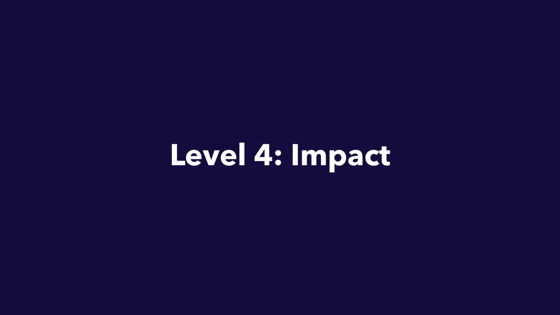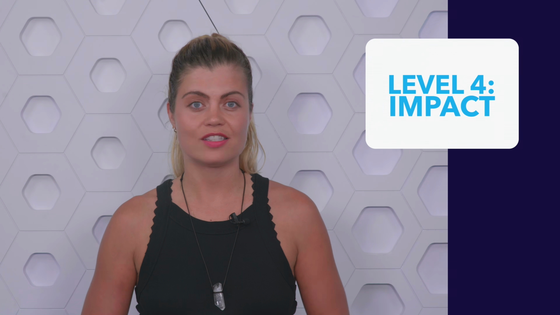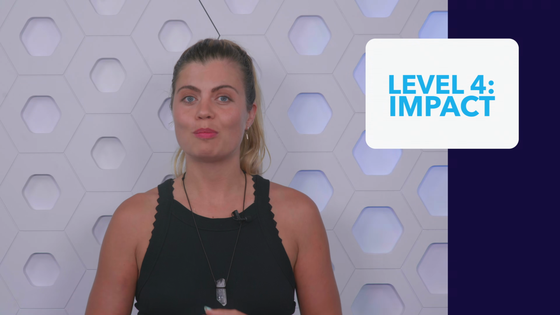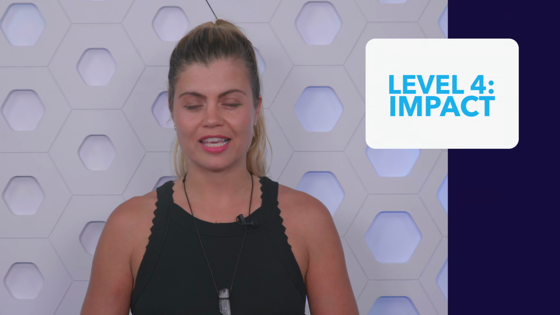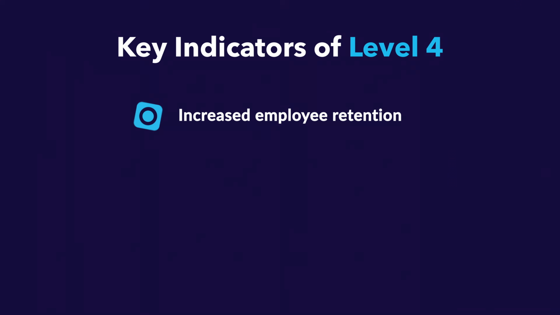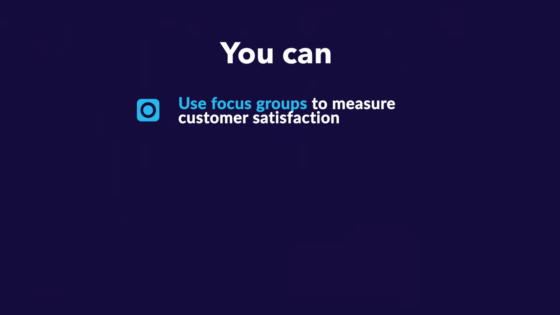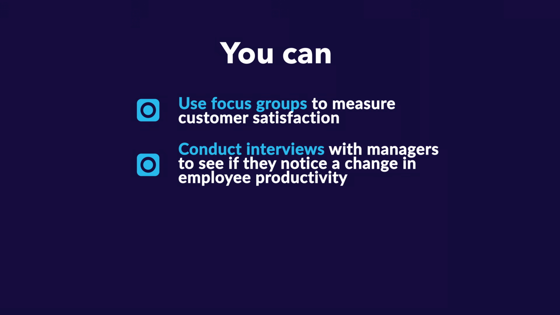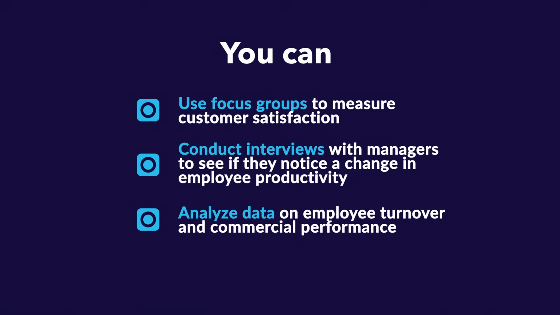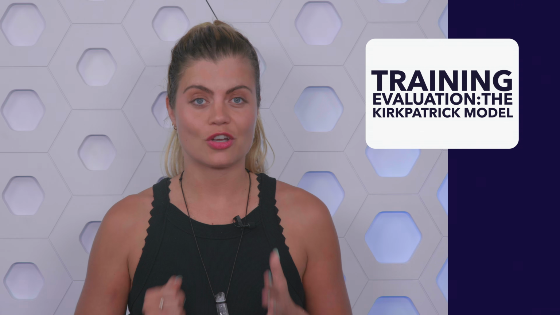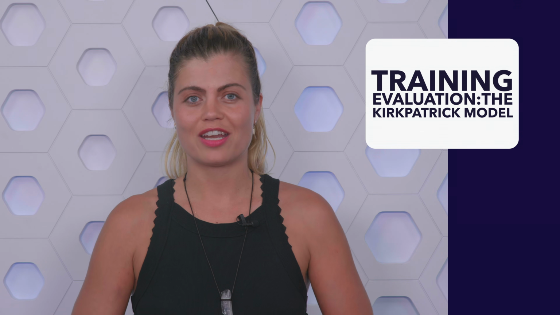Level 4, impact. The goal of the final stage is to measure your training's impact on business results. You need to look for key indicators such as increased employee retention, higher productivity, higher sales, customer satisfaction. You can use focus groups to measure customer satisfaction, conduct interviews with managers to see if they notice a change in employee productivity, and analyze data on employee turnover and commercial performance. And that's how you can use the Kirkpatrick model to measure training ROI.